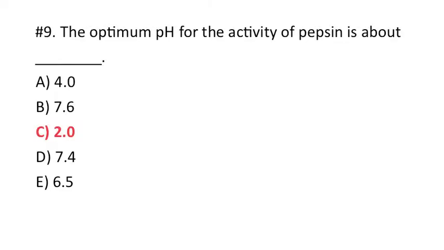The optimum pH for the activity of pepsin is about blank. To answer this question, we need to know what the enzyme actually is. Pepsin is a digestive enzyme that is located in the stomach, which is responsible for breaking down proteins. It is released after being triggered by gastrin, a hormone which activates pepsinogen, the inactive form or precursor of pepsin itself.